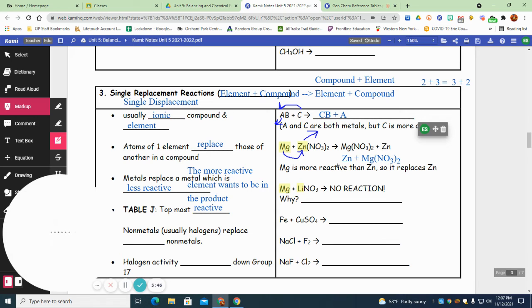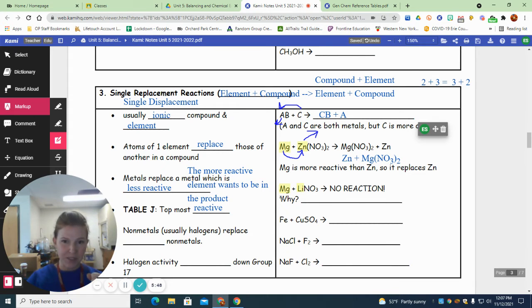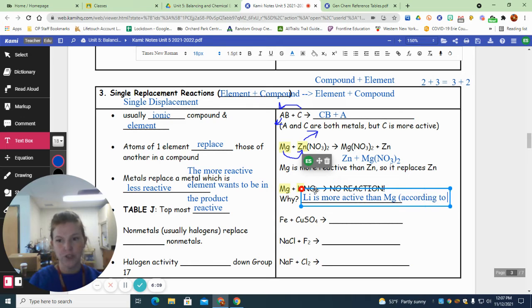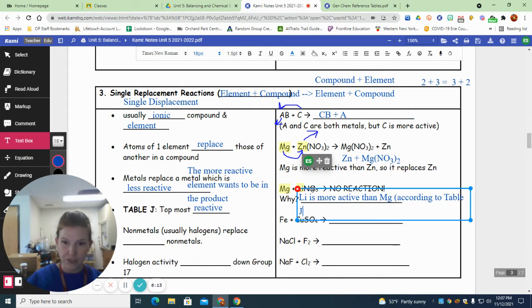So when I head back to my single replacements here, lithium is more reactive. It's already in the compound. So what happens? Nothing. No reaction. Why? Lithium is more active than magnesium, according to table J. Add that in there, just in case you're looking at this later, okay?